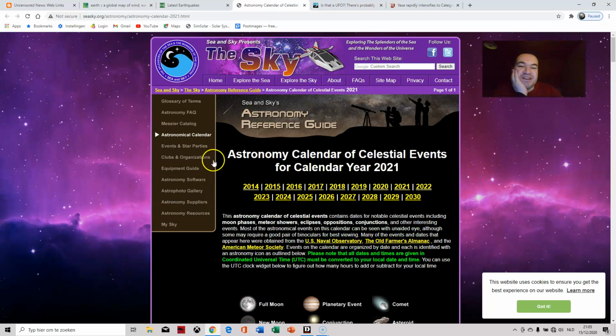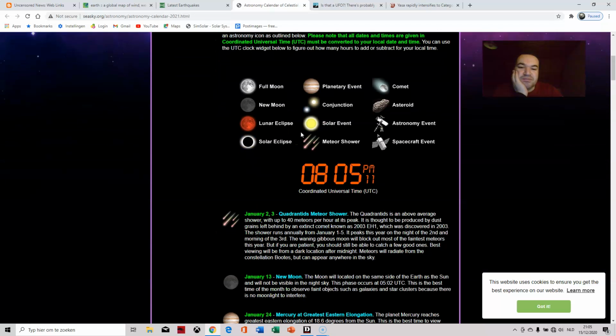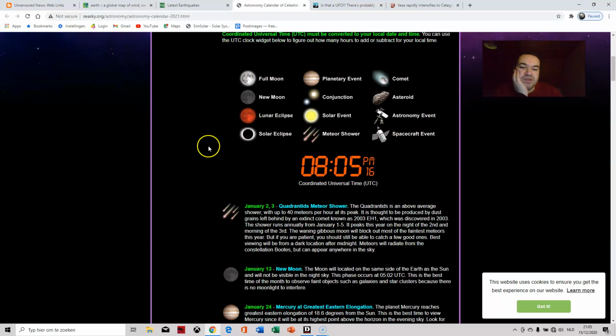Next, what I wanted to show is actually unrelated to direct space weather, but it is a calendar, and I wanted to share this for those who don't know. So there's an astronomy calendar. This is called the Astronomy Reference Guide. So this is basically where you can find the events that can be seen.